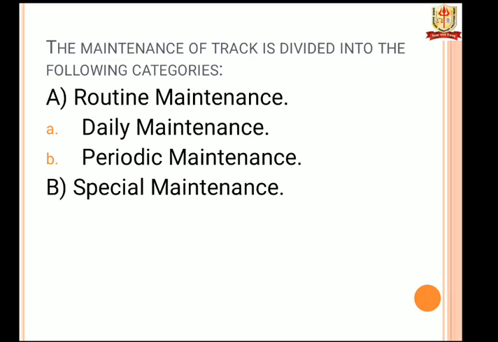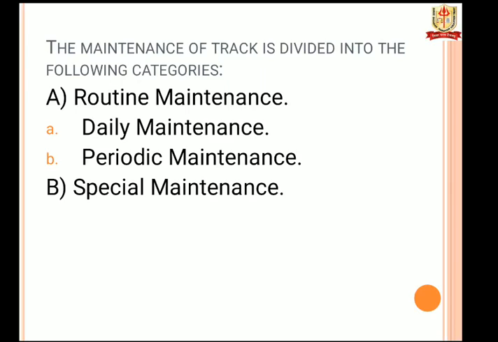The maintenance of track is divided into the following two types. First is routine maintenance and second is special maintenance. The maintenance work which is carried out on the railway track either daily or periodically is called routine maintenance. It is further divided into two parts, daily maintenance and periodic maintenance. The track maintenance carried out by the department full-time staff throughout the year is called daily maintenance, and the track maintenance carried out by the department full-time staff after an interval of 2 to 3 years is called periodic maintenance.